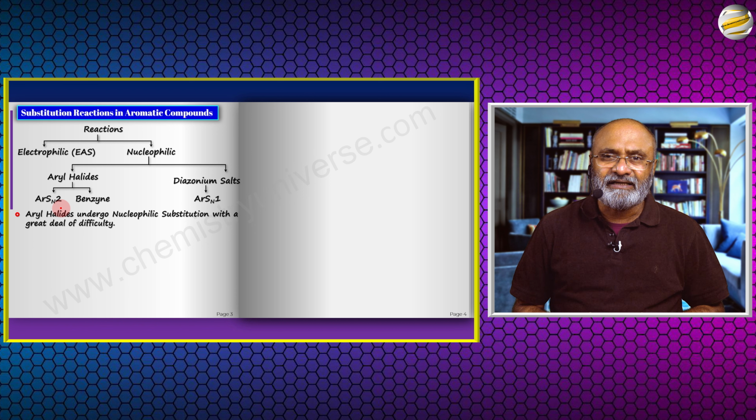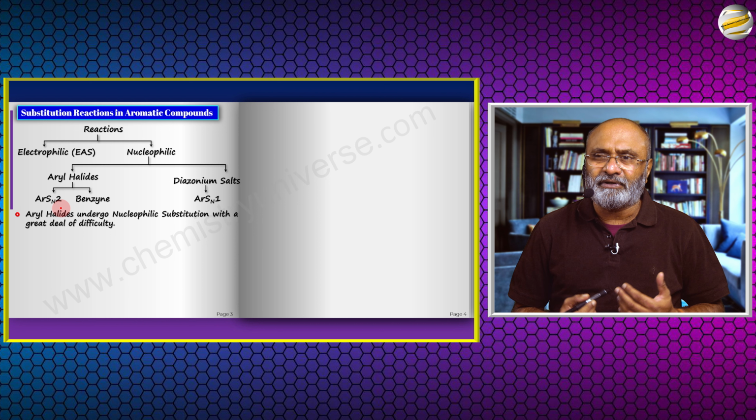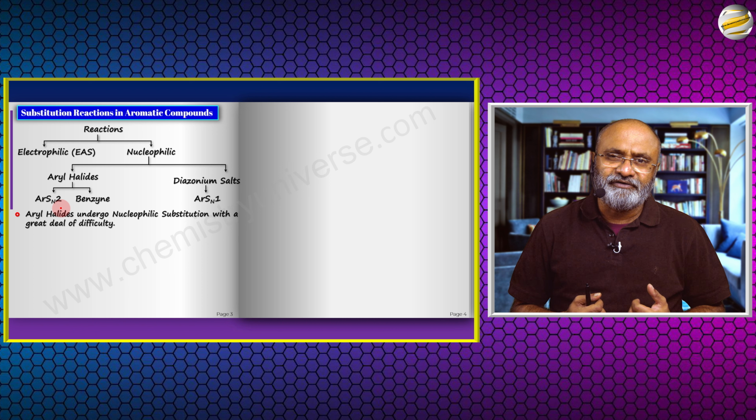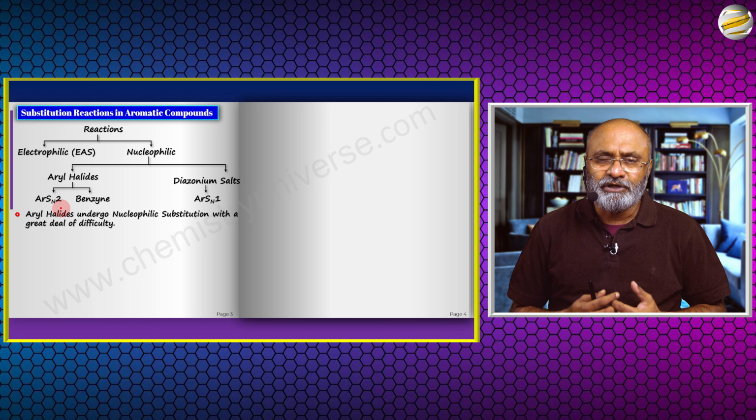And getting a vinyl carbocation or an aryl carbocation is not easy because the carbon is sp2, and therefore it is more electronegative. So the plus is not going to be stable, and there are no resonance effects that help make it more stable. So generally, you'll find that aryl halides find it a lot more difficult to undergo nucleophilic substitution.